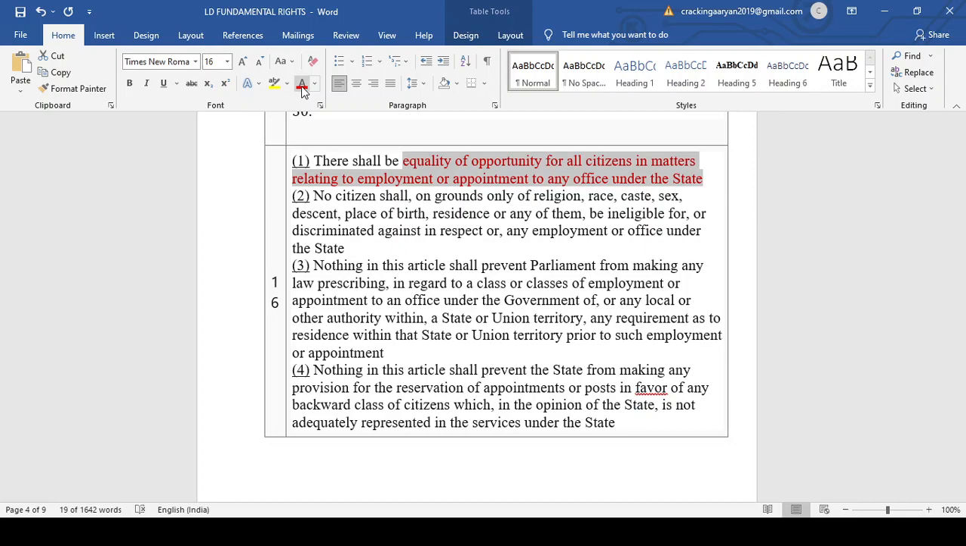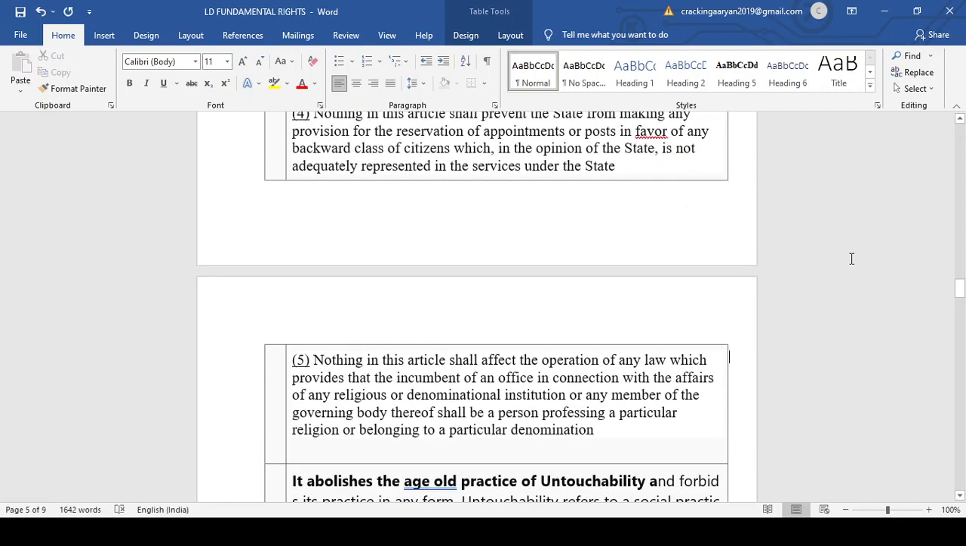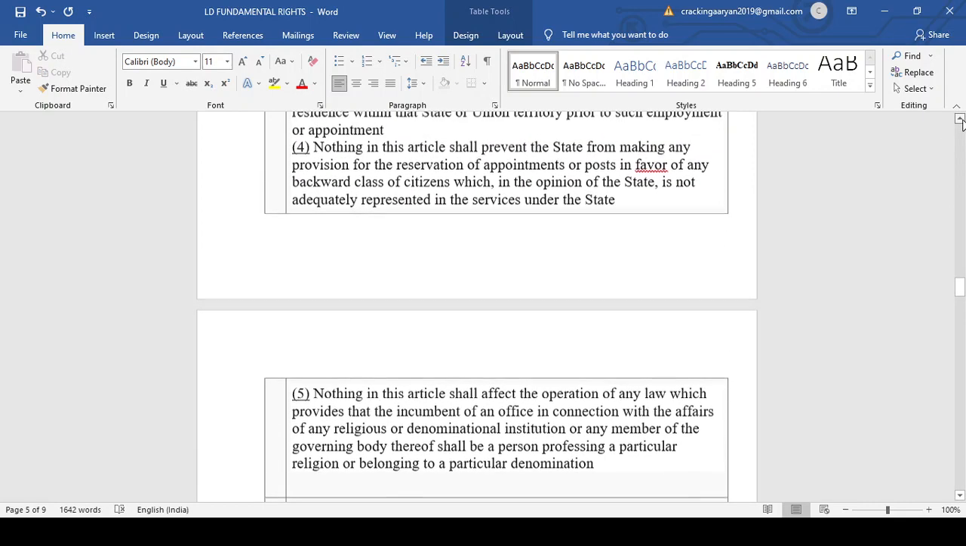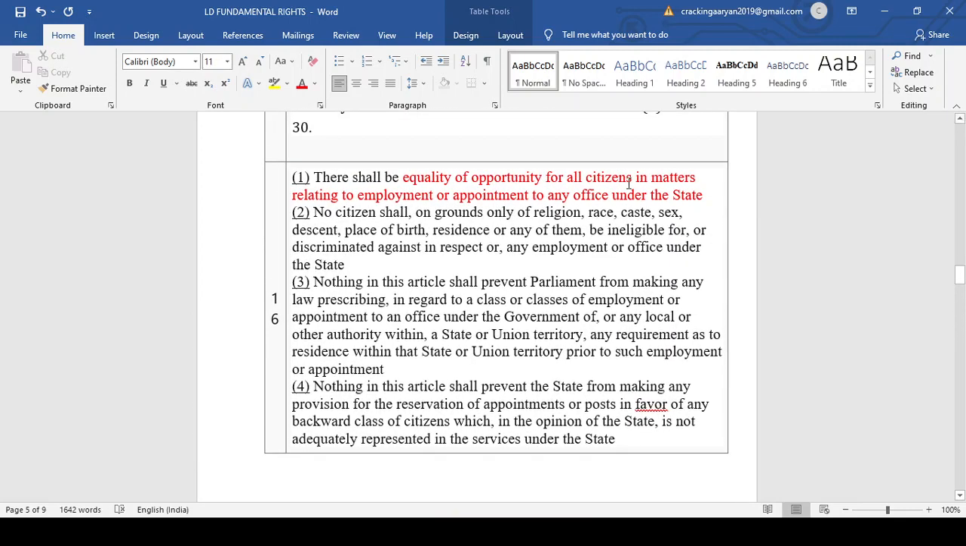So it tells that there should be equality of opportunity for all citizens in matter relating to employment. Then Article 16 clause 2 states that no citizen shall, on ground only of religion, race, caste, sex, descent, place of birth, be ineligible for or discriminated against in respect of employment or office. That was 16 clause 2, that there should be no discrimination. Now this talks about the employment of the people. Here also it states that there should be no discrimination.